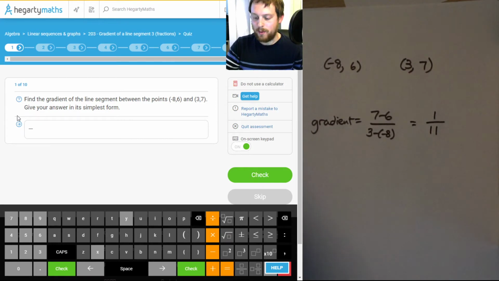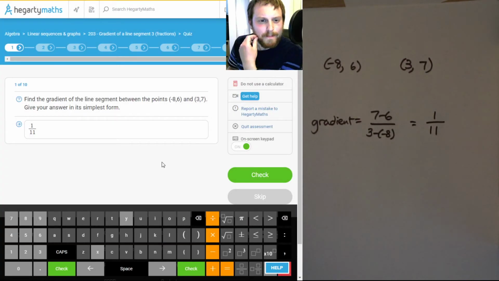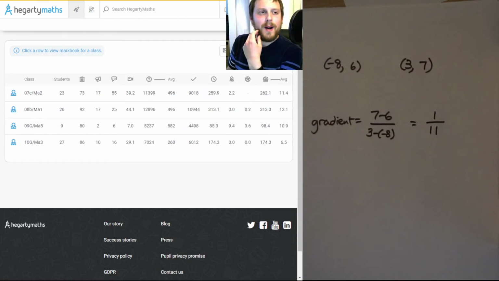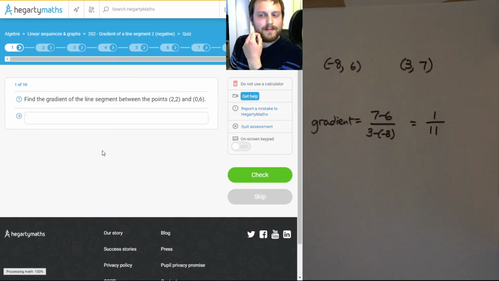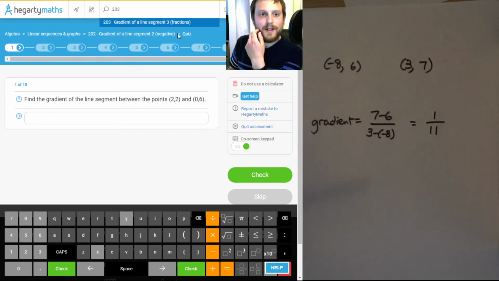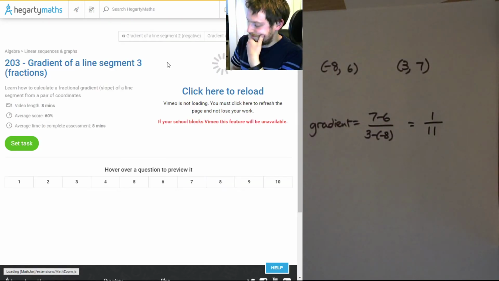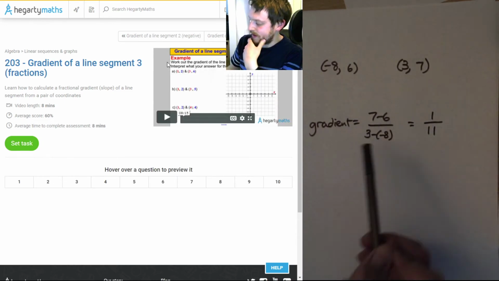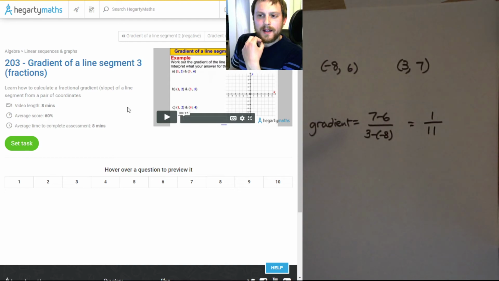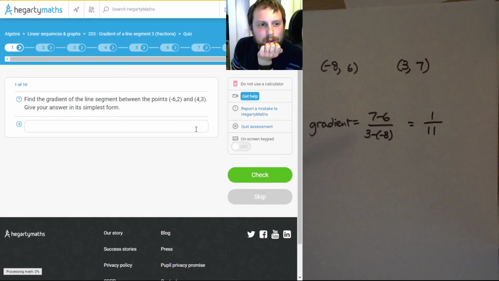Fraction button. 1, 11. Why has it done that? Pretty sure what I did was right there. 7 take away 6 and 3 take away -8. 7 take away 6 is 1. 3 take away -8 is 11. So I'm wondering if that was just an issue with my browser. But anyway, let's continue this quiz and see what happens.